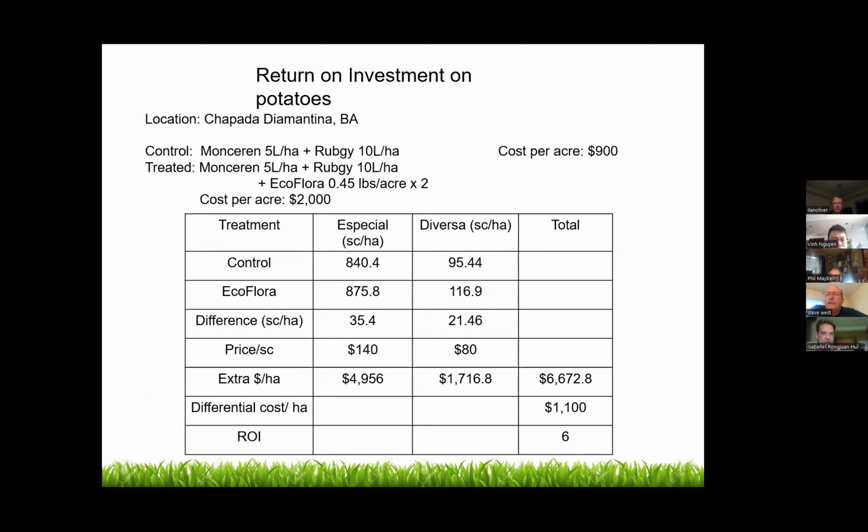In this other farm, these guys stuck to their chemicals. They didn't want to get rid of their chemicals, but we still got an ROI of 6.